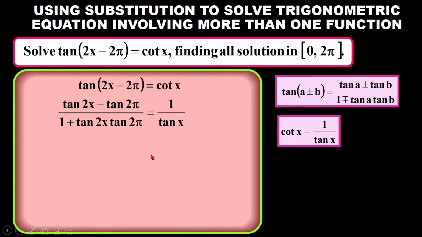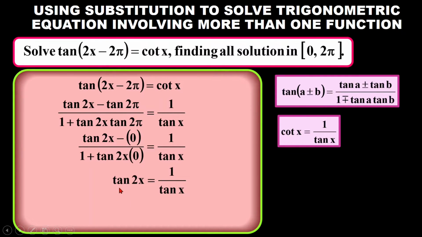Okay, next thing is, I'm going to try to solve that. So my tangent 2 pi, I can press the calculator or I can just remember the graph of tangent. Tangent 2 pi is 0 there, so here also I will get a 0. So I will end up with tangent 2x equals 1 over tangent x.